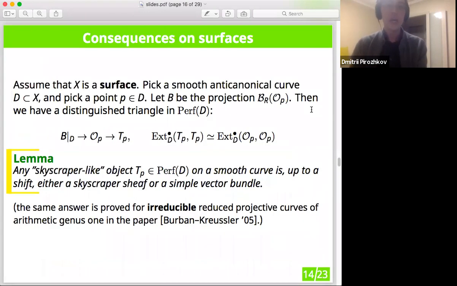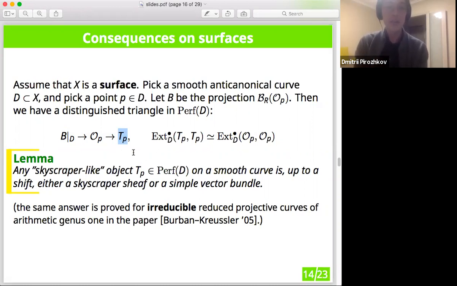Moreover, if we are on a surface, which is the case where we work, then the anti-canonical divisor is always an elliptic curve, and we can say something stronger. So assume we have our X as a surface. Then we take a smooth anti-canonical curve D, we pick some arbitrary point on this smooth curve, and again consider the projection of the skyscraper sheaf, and we get a distinguished triangle like this. This is the distinguished triangle from the corollary above, but we just use T index P as a notation for this autoequivalence T applied to a skyscraper.